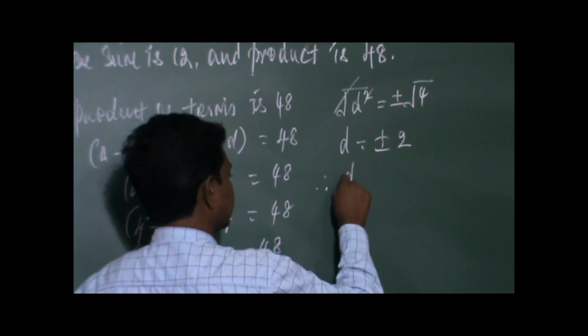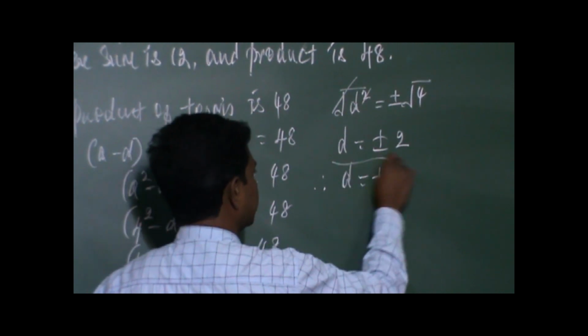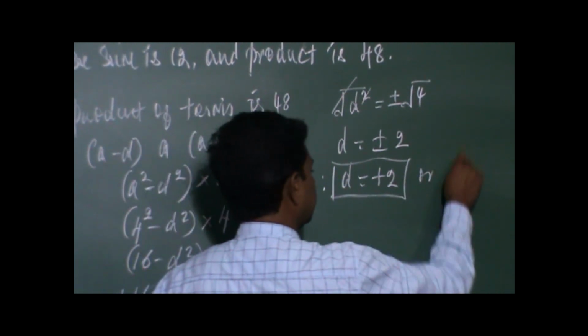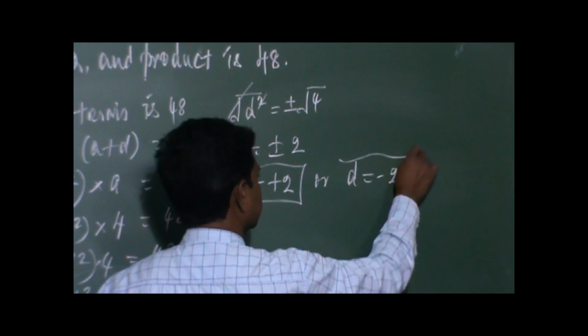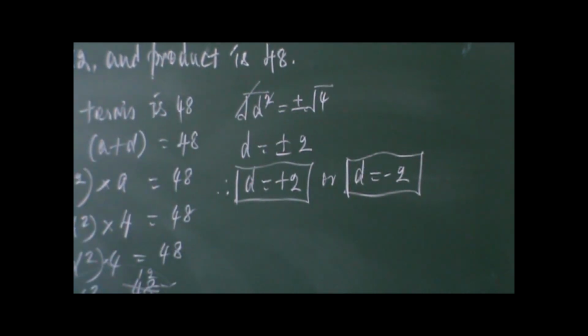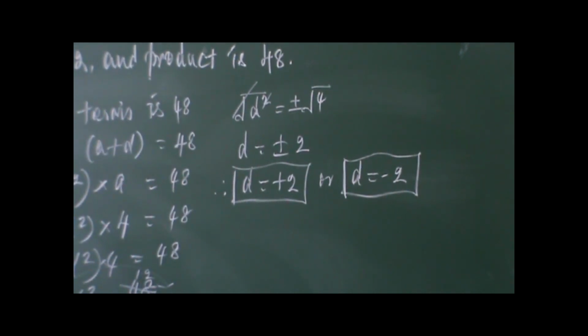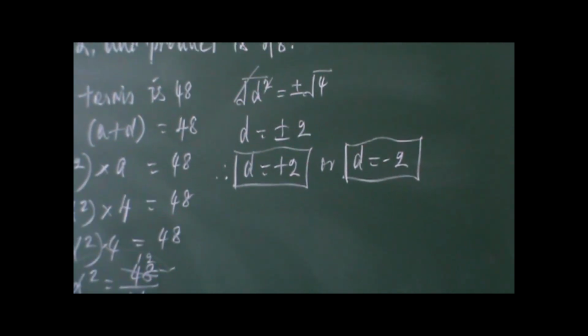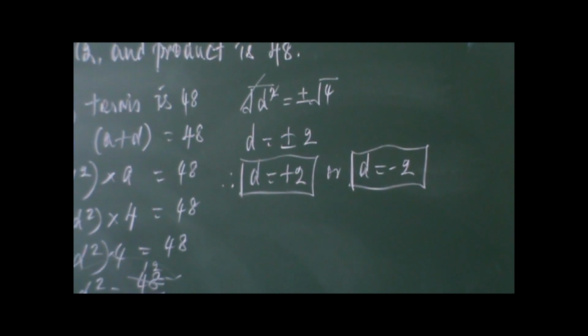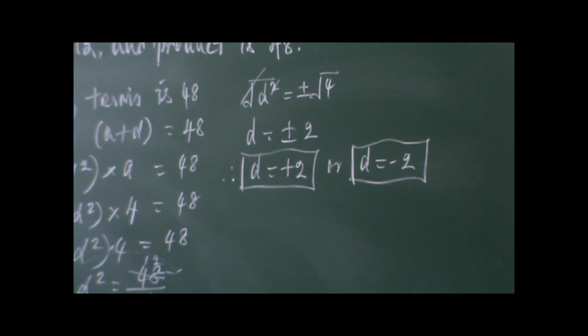So therefore, d has two values. D is equal to plus 2 or d is equal to minus 2. So these are the two values of d. So we are in a confusion now. We have one value for a, but we have two values for d. For which value of d do we have to consider and write the AP?